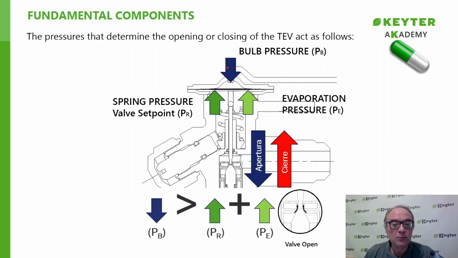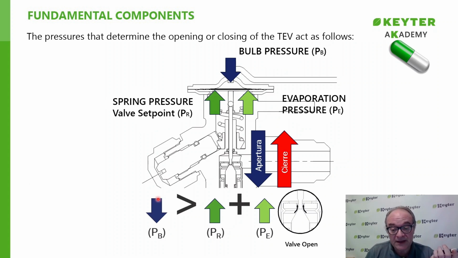The bulb pressure will be determined by the temperature of the refrigerant gas in that bulb at the discharge of the evaporator. In the event that you experience a high temperature, it indicates that your pressure will be high. In the event that you experience a low temperature, it indicates that your pressure will be low, thereby determining the proximity to the dew point.